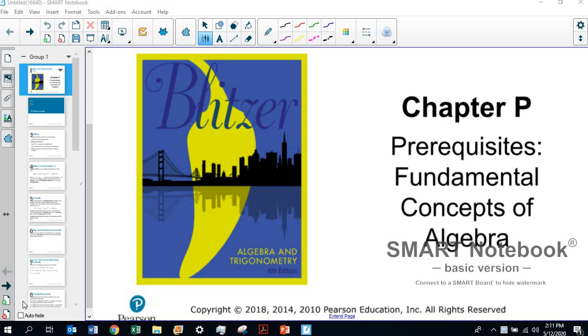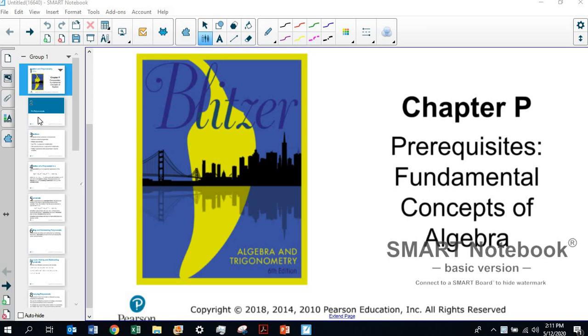Fundamentals. And so we are starting in Chapter P, which is prerequisite material for algebra and trigonometry, for college algebra or whatever. And as you know, we use the Blitzer textbook. And so I'm going to go through and kind of just take you through some of the sections.